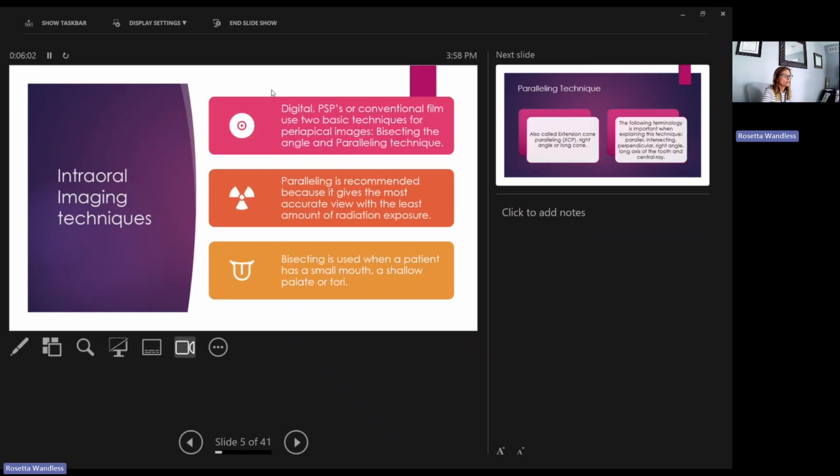So we're going to talk about some intraoral imaging techniques. Right now, this whole chapter is based on any image that we're taking inside the mouth.